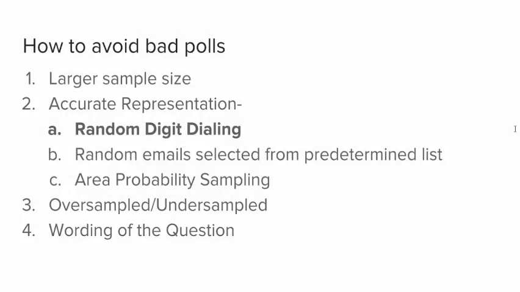Keeping in mind sampling error, you are going to have to avoid bad polls. So we learned number 1, looking at the sampling size and the sampling error. Number 2 is accurate representation. Is the method of collecting the data truly gathering a representative sample, or is it weighted towards certain demographic characteristics?